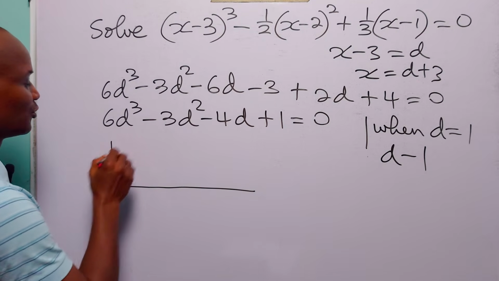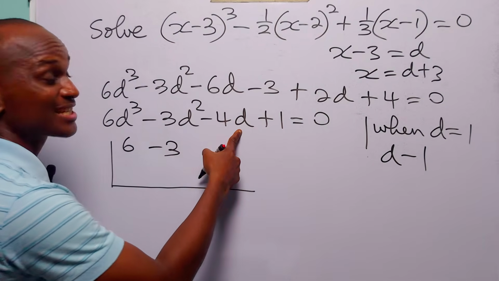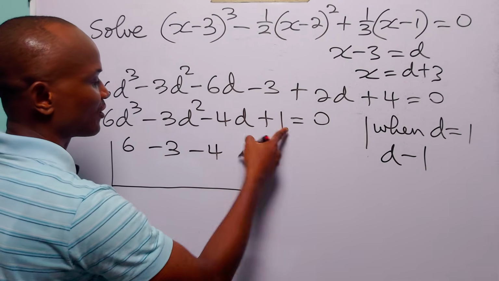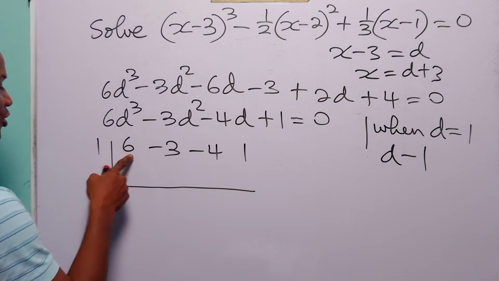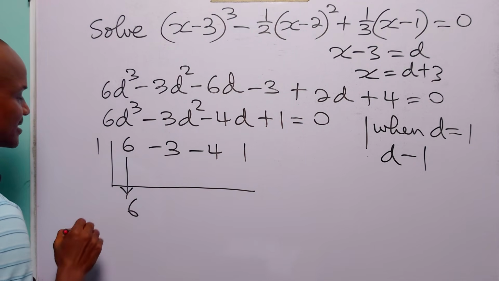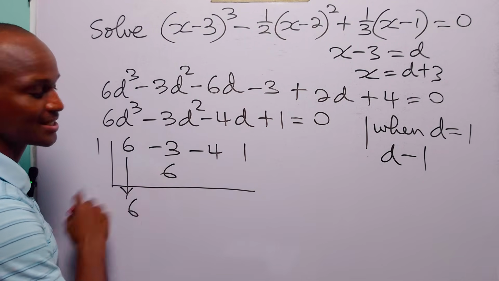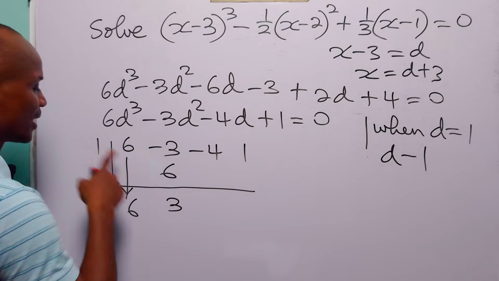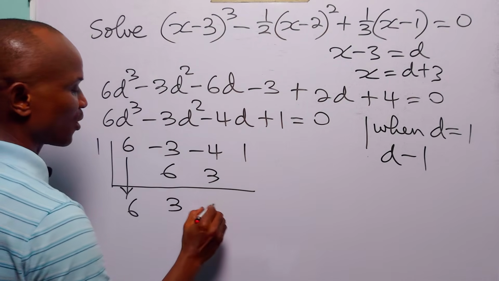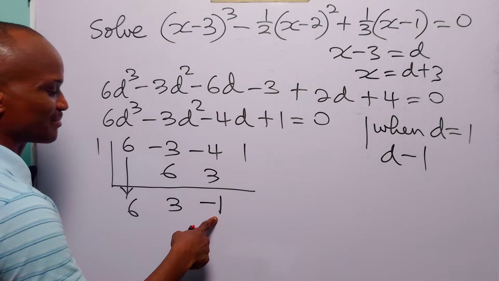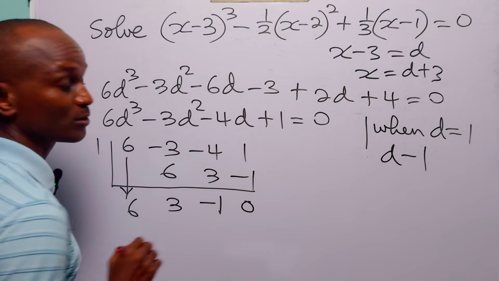The coefficient of d cubed is 6. The coefficient of d squared is minus 3. The coefficient of d is minus 4. And the constant term is 1. And of course, we are dividing by 1. You bring down 6. 1 times 6 is equal to 6. Minus 3 plus 6 is equal to 3. 1 times 3 is equal to 3. Minus 4 plus 3 is equal to minus 1. 1 times minus 1 is equal to minus 1. 1 minus 1 is equal to 0.